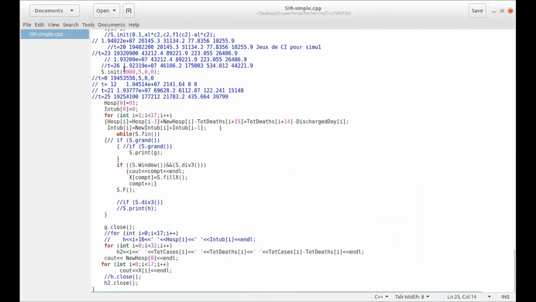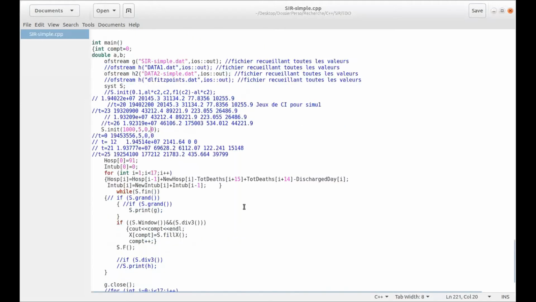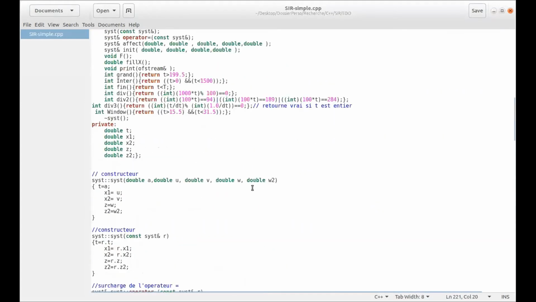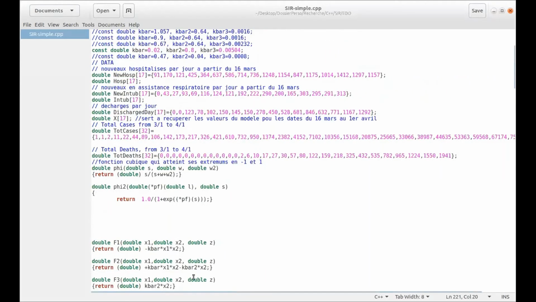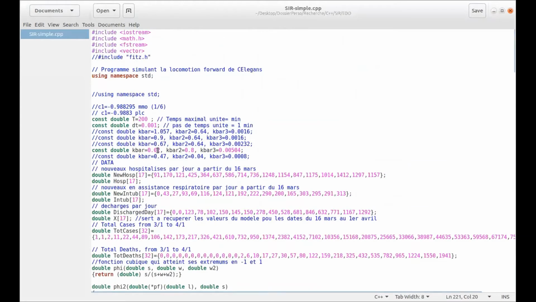But this is for which initial conditions? S at time 0 is 1000, I at time 0 is 5, and R is 0, and also the deaths are 0. All right, and the parameters, K bar and K bar 2 are that.